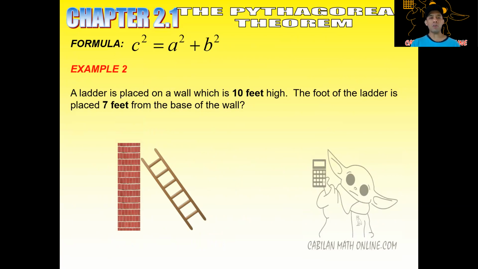So a ladder is placed on a wall which is 10 feet high. And the foot of the ladder is placed 7 feet from the base of the wall.